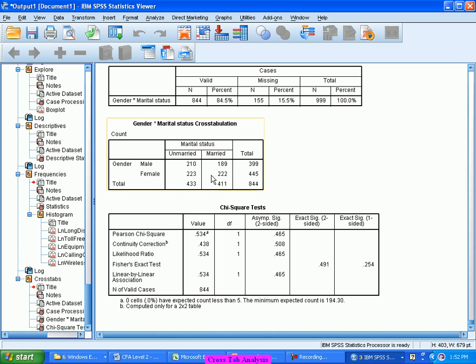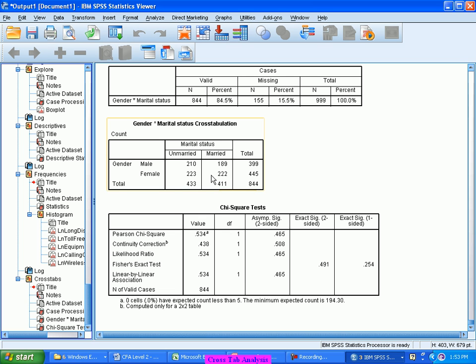Now look at it from the other dimension, from the marital status standpoint. 433 are unmarried. Out of that, the male to female ratio: females are probably 5% more than the males. But when it comes here, 411, 189 and 222, probably almost 20% more. Females are 20% more than the males. Whereas here, females are just 5% more than the males.